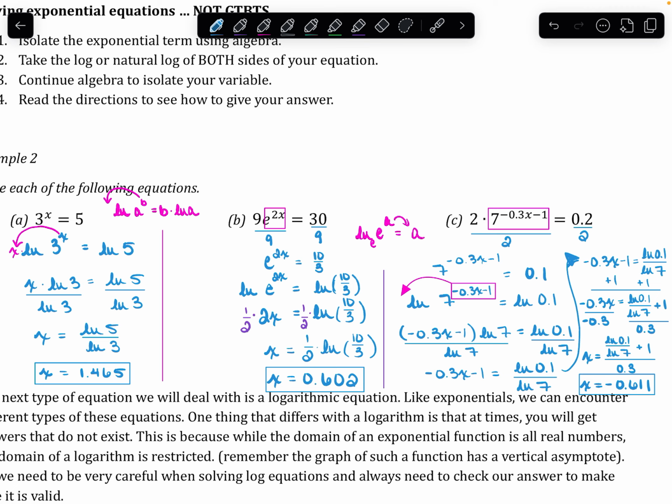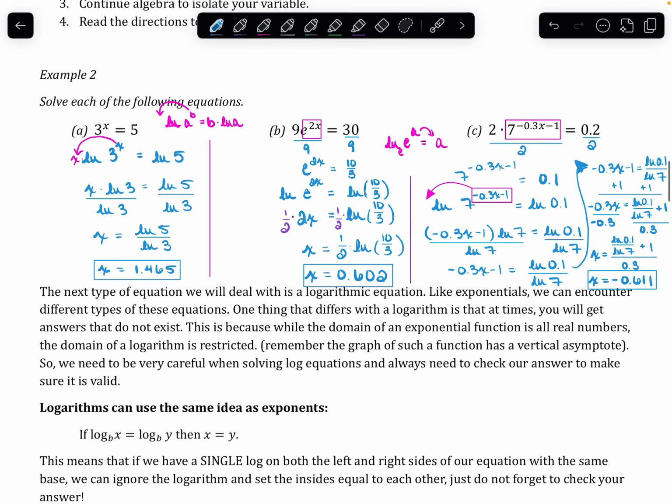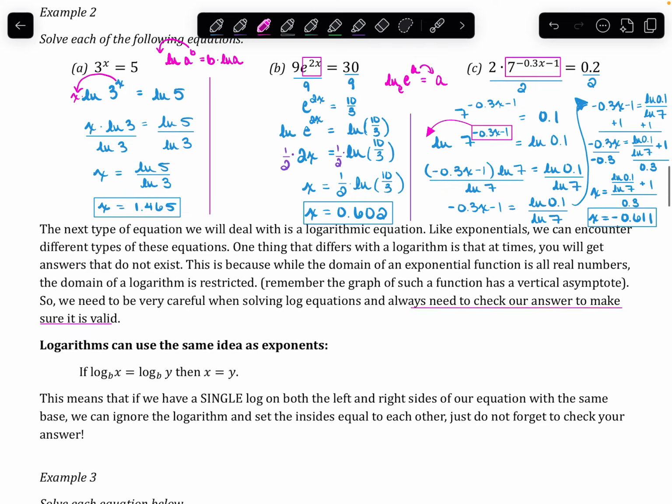Next thing we're going to look at is logarithmic equations. So there's several types of logarithmic equations you could encounter as well. Biggest thing you need to understand with a log, it's very, very important. Remember, the log has a restricted domain, so we need to check every answer to make sure it actually works. Logs are known for giving extraneous solutions sometimes, and an extraneous solution is like a fake solution. It doesn't actually work, so we have to check the answers.